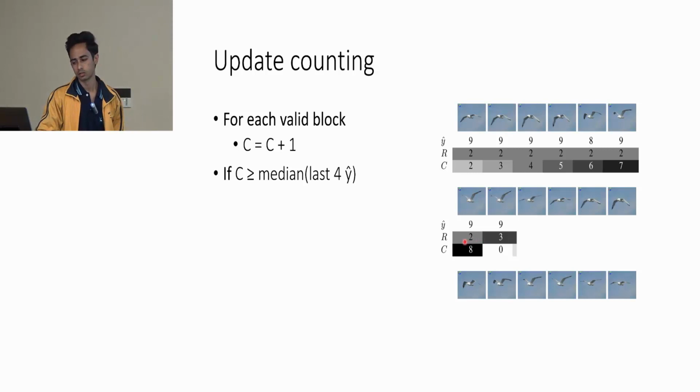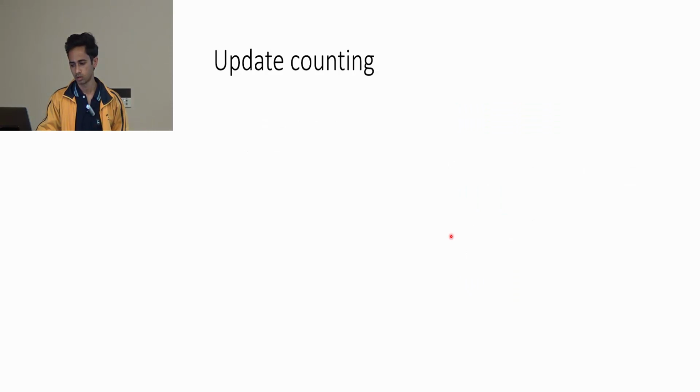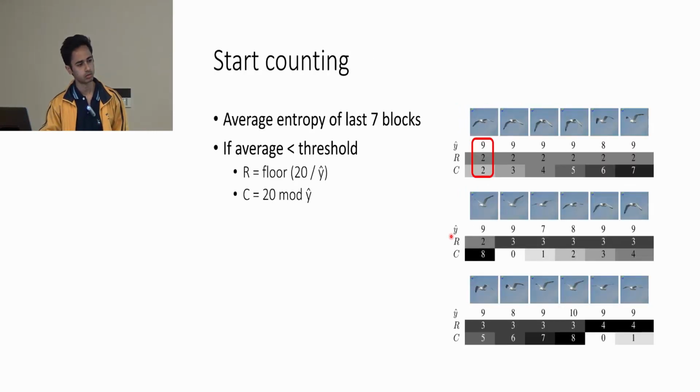R is only changed if C is greater than the median of the last 4 predicted cycle lengths. So what is R? Can you go back to that formula, how you define R and C? C is computed from Y hat, right? And C represents the number of frames since repetition was last encountered.